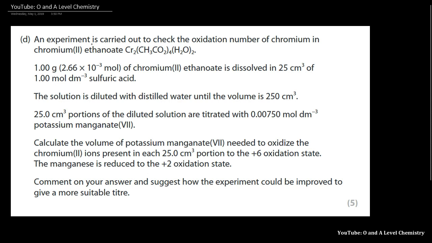In this experiment, which is being carried out to check the oxidation number of chromium in chromium(II) ethanoate, they gave us the mass of chromium(II) ethanoate they took and the moles of it. They dissolved it in 25 cm³ of sulfuric acid, and then the solution was made up to 250 cm³.